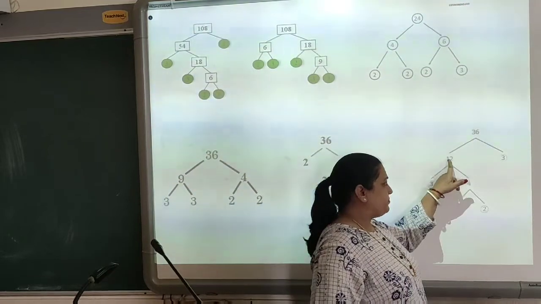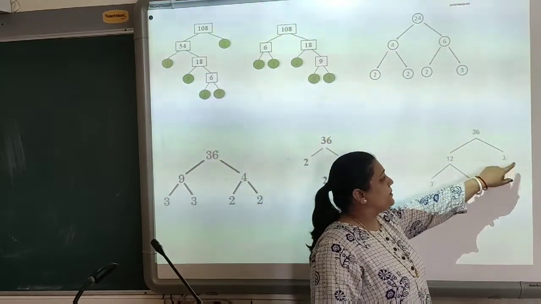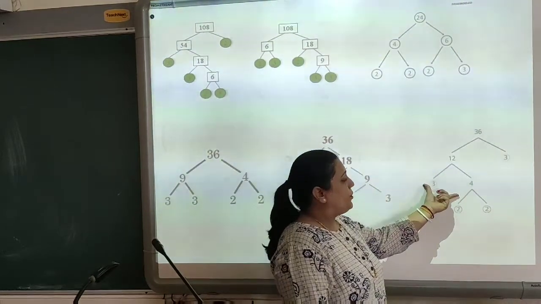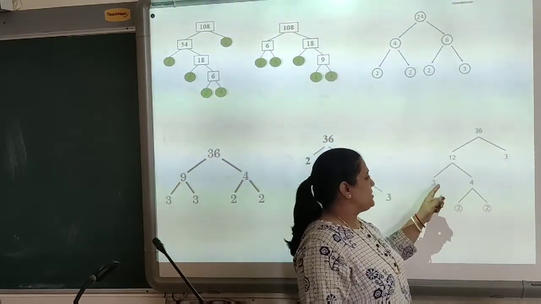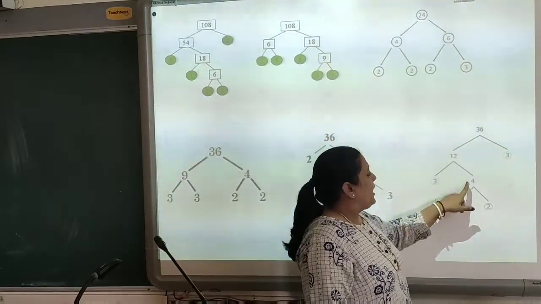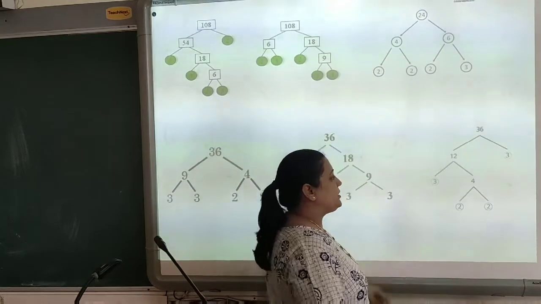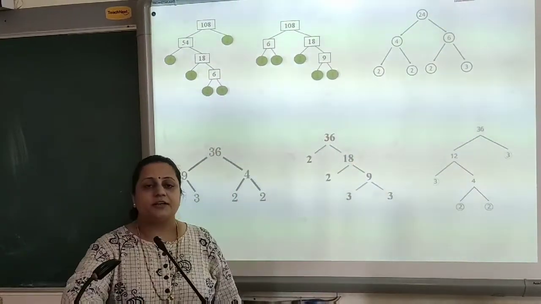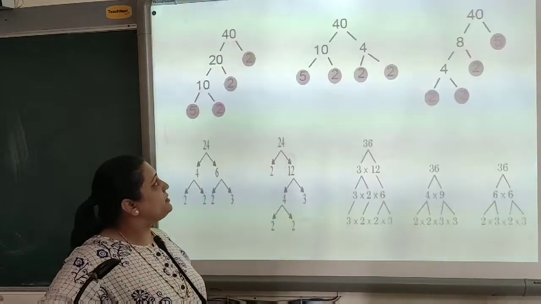This is the third factor tree for the same number. 12 3s are 36. Again 3 is a prime number. I have closed this branch, and 12 is a composite number, so I have broken it into two more branches. 3 4s are 12. Here also you can take 6 2s are 12. And 4 means 2 2s are 4. So see here also 2 times 2 and 2 times 3. So whatever factor trees you draw, the answer will be the same.